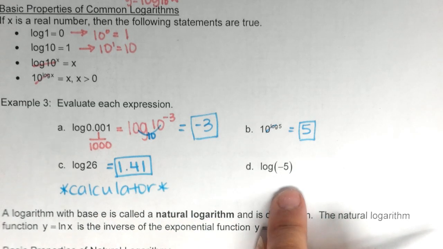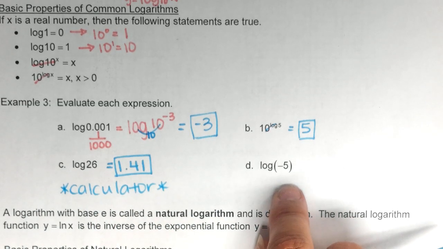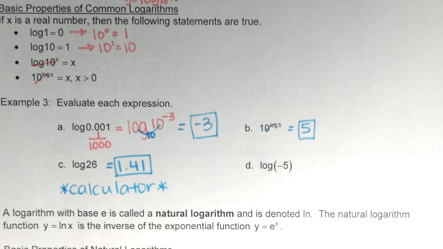Okay. What about the log of negative 5? Let's plug that in the calculator. What is the log of negative 5? Why? Because it can't be negative. Can you ever do anything to a 10 by raising it to anything to get a negative number? Think about it. 10 squared, 10 cubed, 10 to the 5th, 10 to the 18th. That's going to be huge numbers, right?